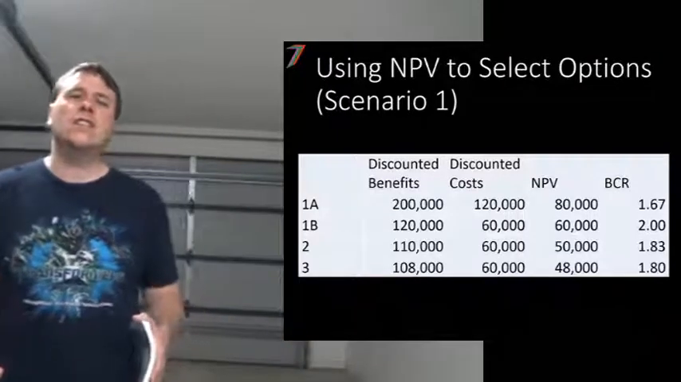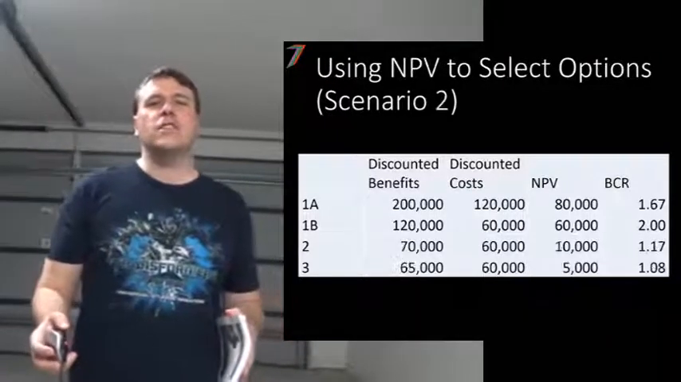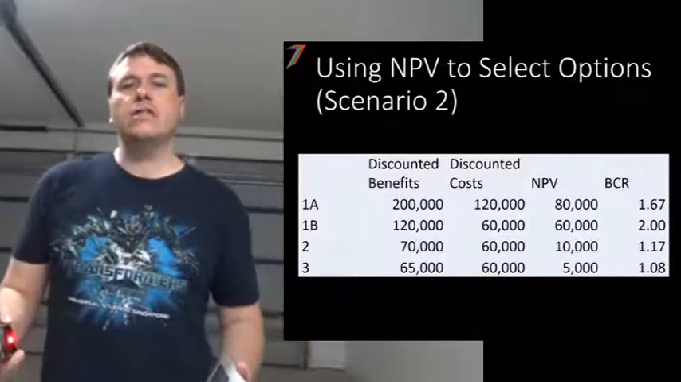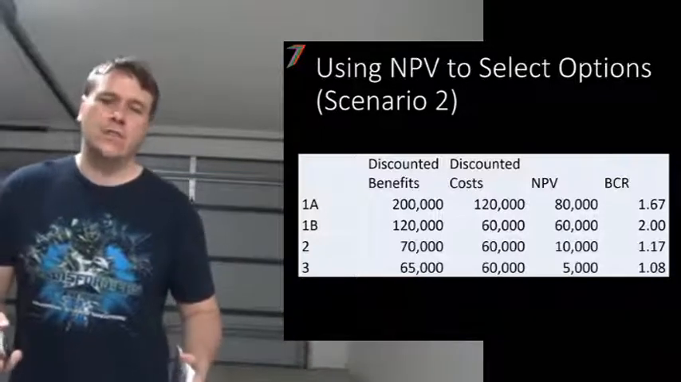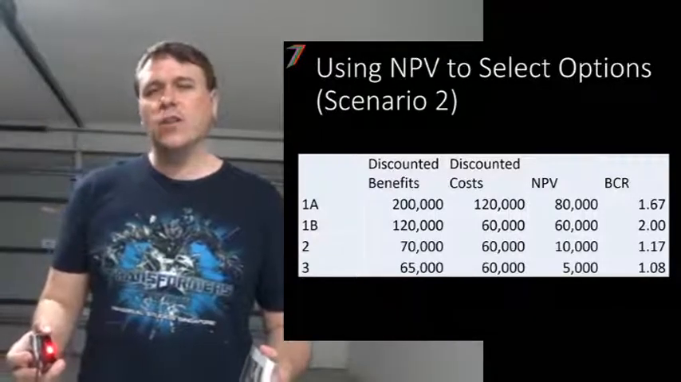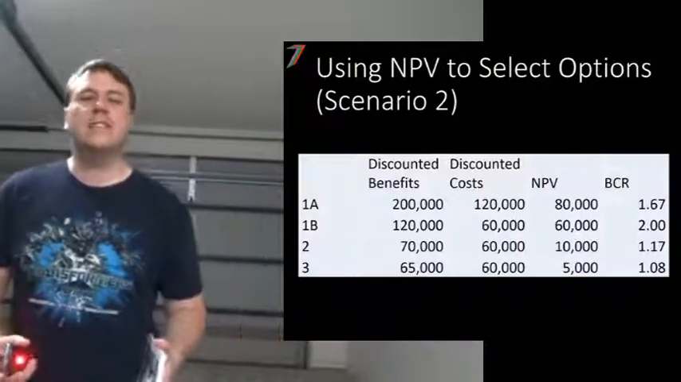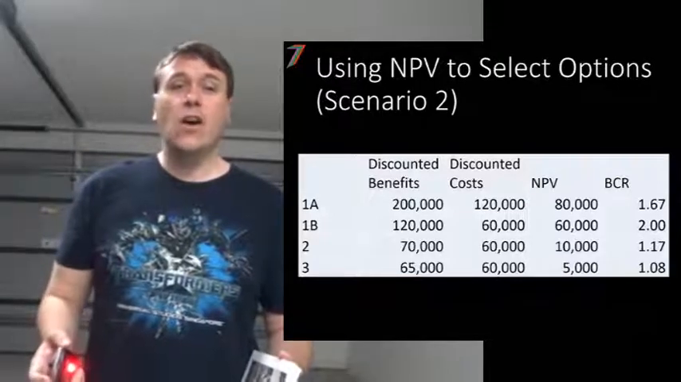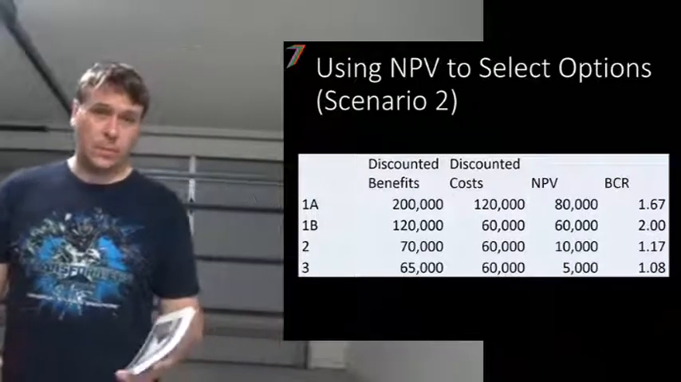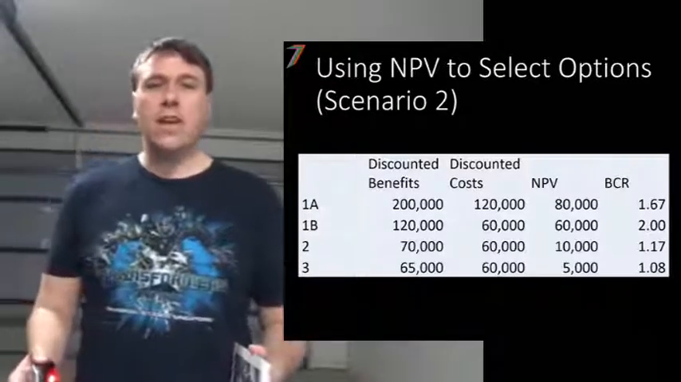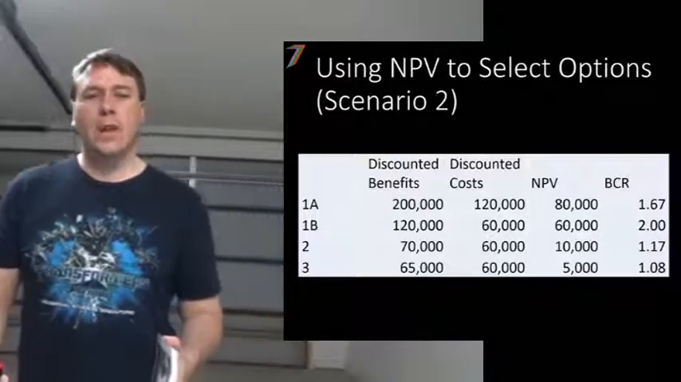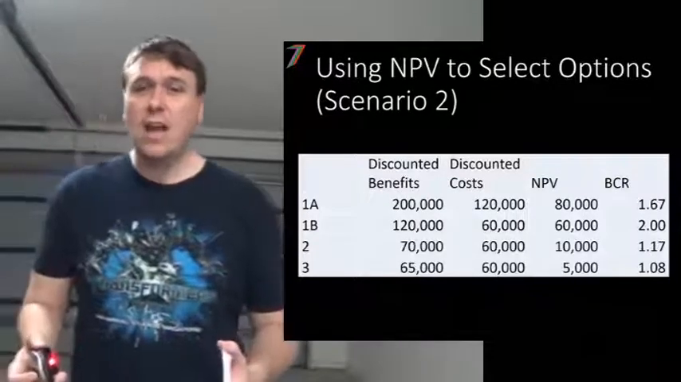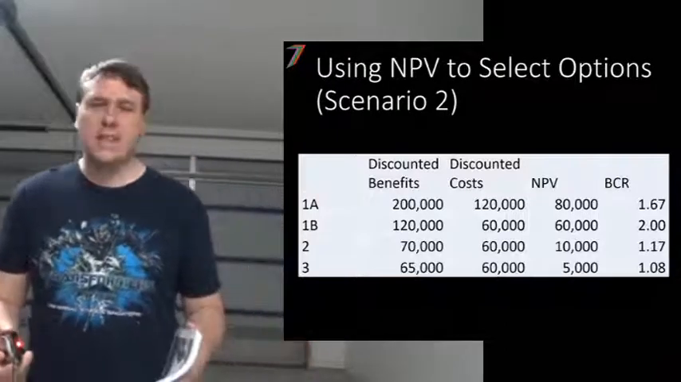Okay, let's look at another scenario here. Imagine that the benefits of projects 2 and 3 are now lower. So now their net present values have dropped to 10,000 and 5,000 respectively, and their BCRs are much lower, just over 1. So in this case, selecting 1A is actually the better option, because now you're going to get a net present value of 80,000, whereas if you'd gone with 1B, you would have got a net present value of 60,000, plus you would have gone with project 2, which would give you a net present value of 10,000, only giving you a net present value of 70,000.